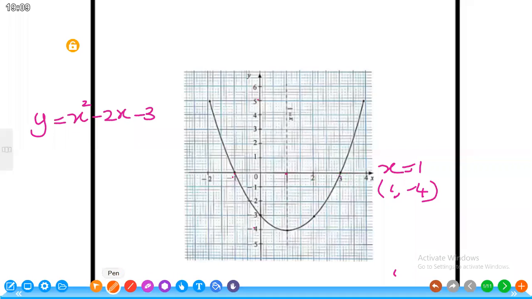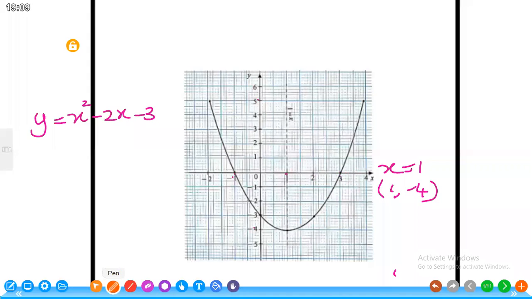Then as the values of x increase from 3, the function increases positively from 0. Here y takes 0. These are the behaviors of the graph of the function whose equation is y is equal to x squared minus 2x minus 3.